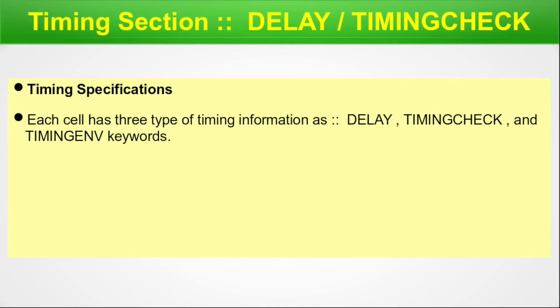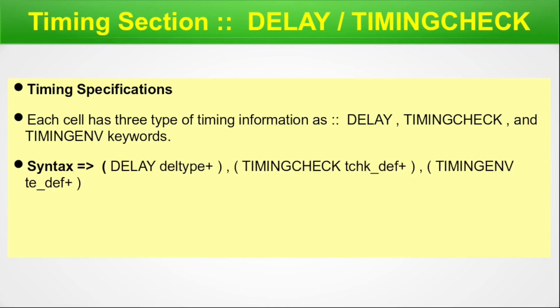Now we plunge further down inside a cell for the timing related data. In this and upcoming slides, we will unfold the timing section inside a cell or cell instance. Here we start. Timing specification. Each cell has three types of timing information: delay, timing check, and timing environment keywords. Syntax is, for delay we have del type, for timing check we have timing check definition, and for timing environment we have timing environment definition.